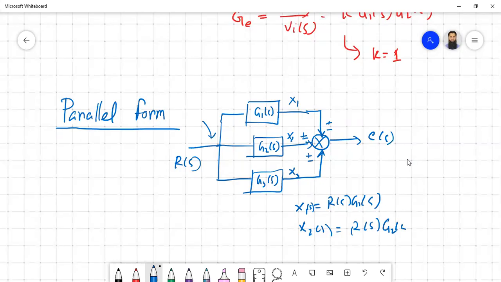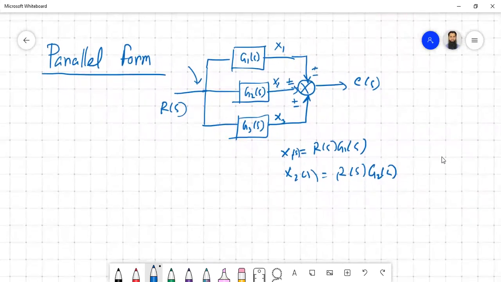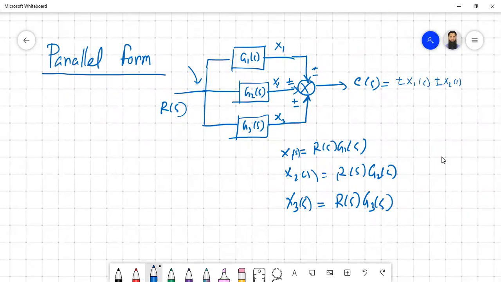Okay, so G2S. Similarly, your X3 will be X3S, which is RS times G3S. Is it okay? So now after that, you just have to add those. So your summation will be based on the sign: plus minus X1S, plus minus X2S, plus minus X3S.